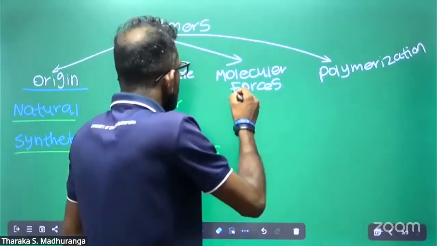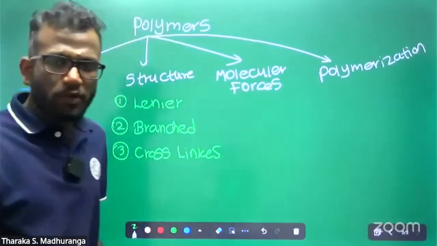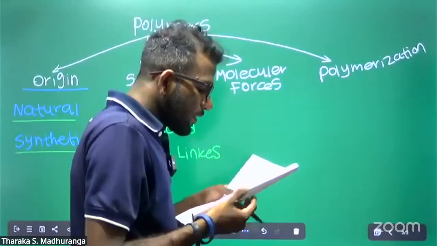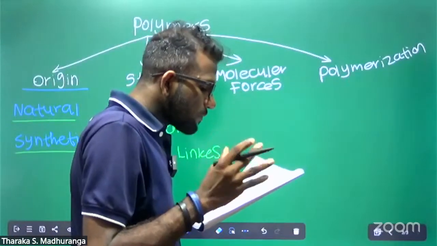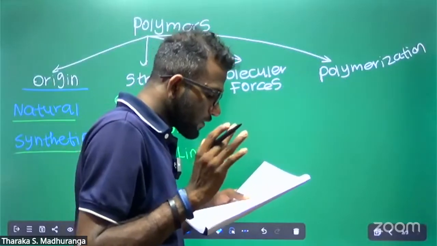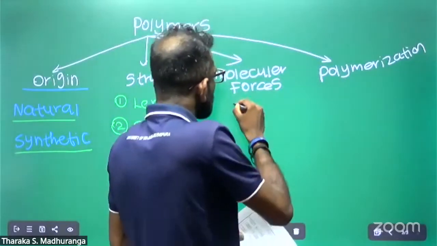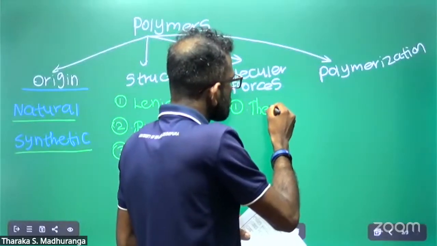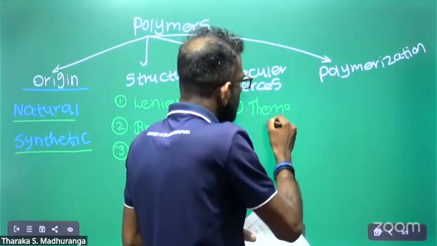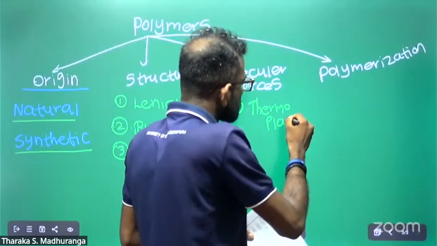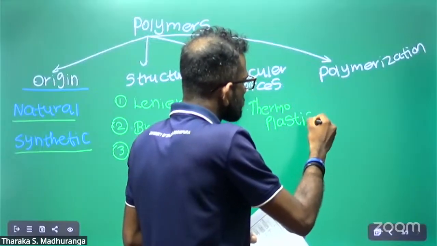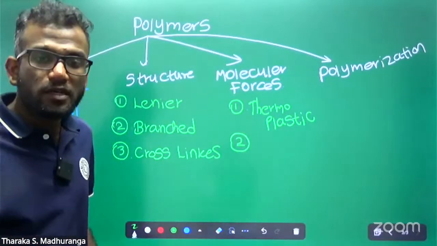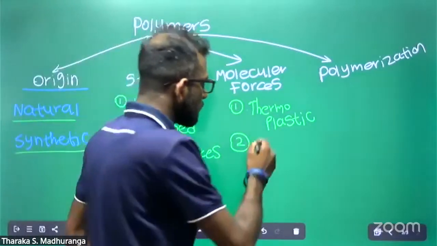According to the molecular forces, I have given 4 types in the tute, but among these, 2 main types are enough to remember. The first one is thermoplastic. The other one is thermosetting plastic.